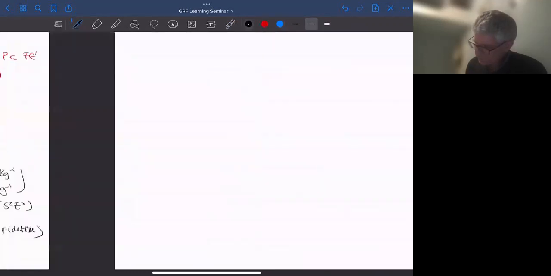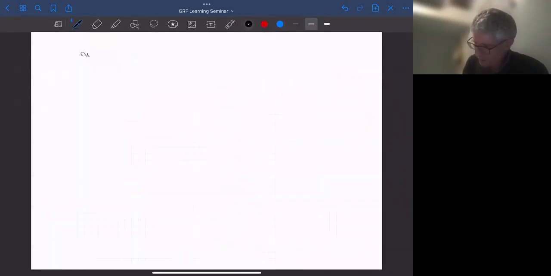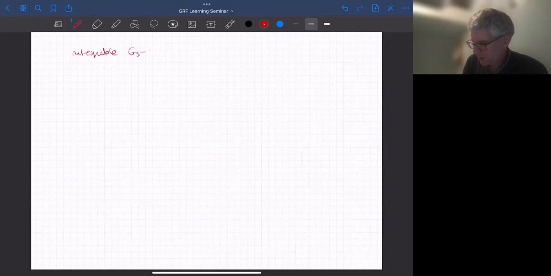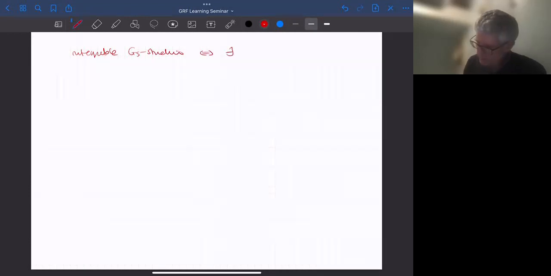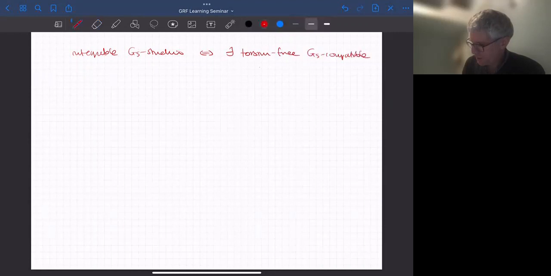Now you can also define what I'll call an integrable GS structure. And that just corresponds to one where there exists a torsion-free, GS-compatible generalized connection.